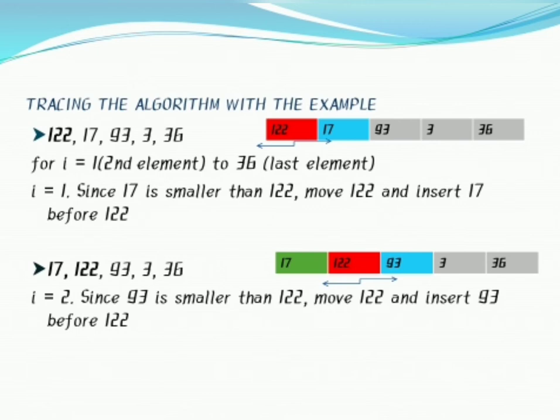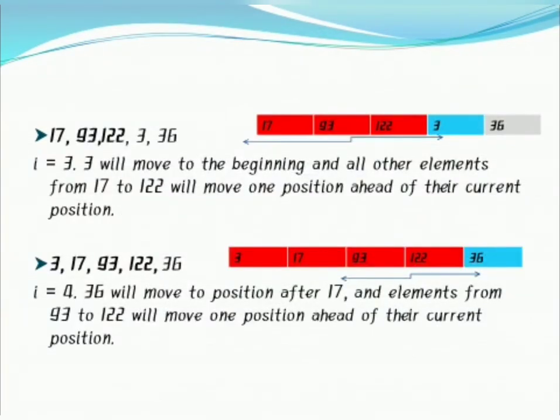We will not directly place 93 in the place of 122. We need to check up to the 0th location. As 17 is smaller when compared to 93, we will fix 93 after the number 17. In the next step, the order is as follows: 17, 93, 122, 3, 36.